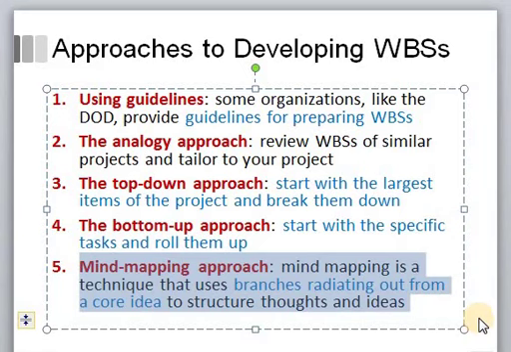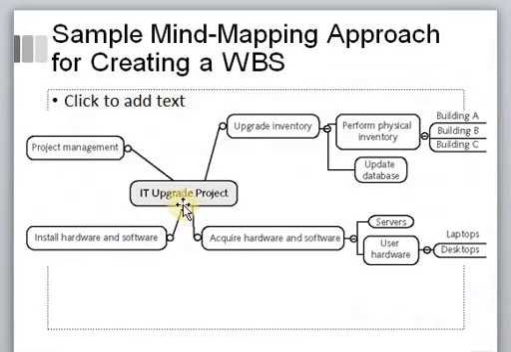Next we have the mind mapping approach. The mind mapping approach is a technique that you can use, with branches radiating out from a core idea, to structure thoughts and ideas. Same as brainstorming, in which you generate different thoughts and effective ideas radiating out from the core idea. So this is a sample mind mapping approach for creating a work breakdown structure.